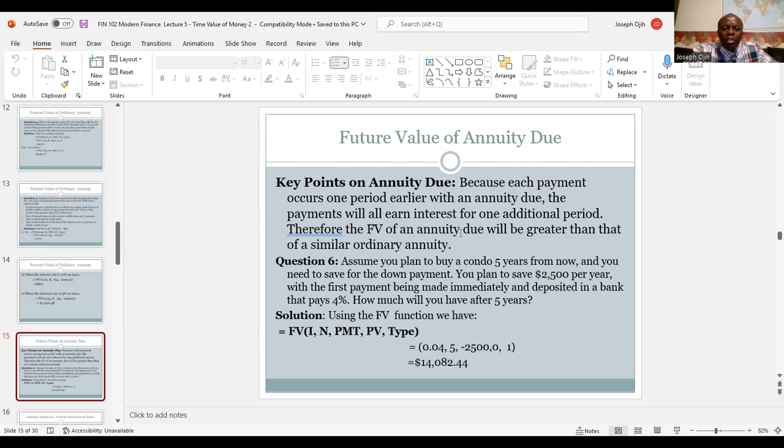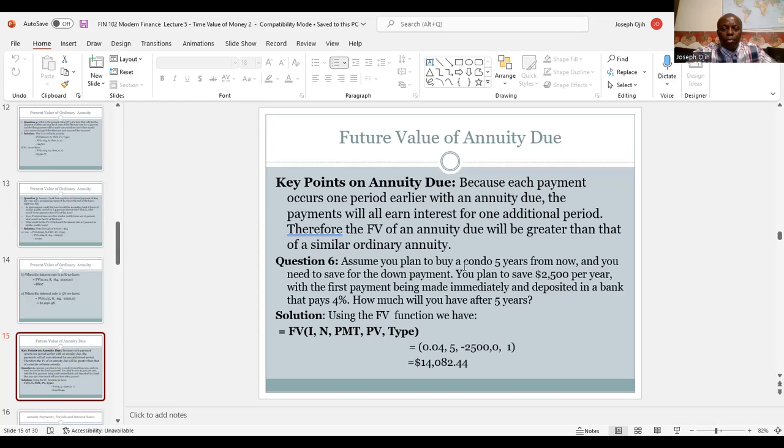Because each payment occurs one period earlier with annuity due, all the payments earn interest for one additional period. Therefore, the future value of an annuity due will be greater than that of a similar ordinary annuity.